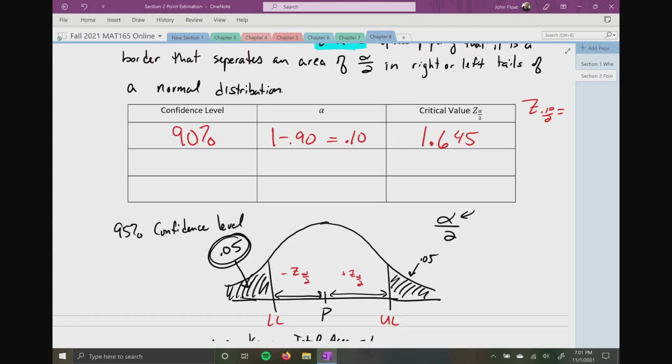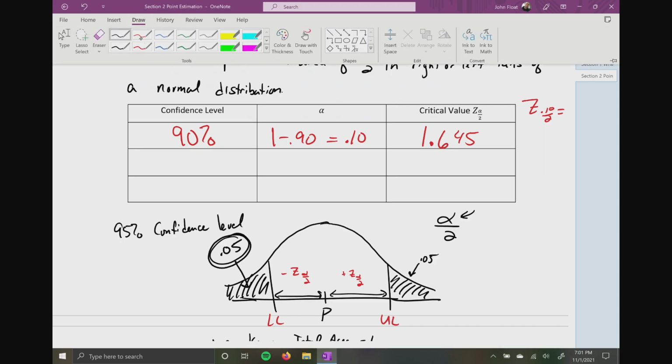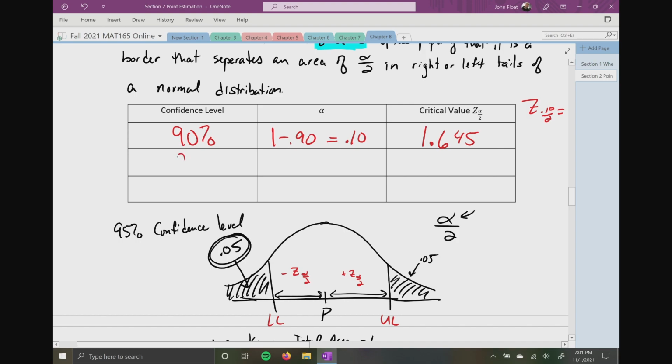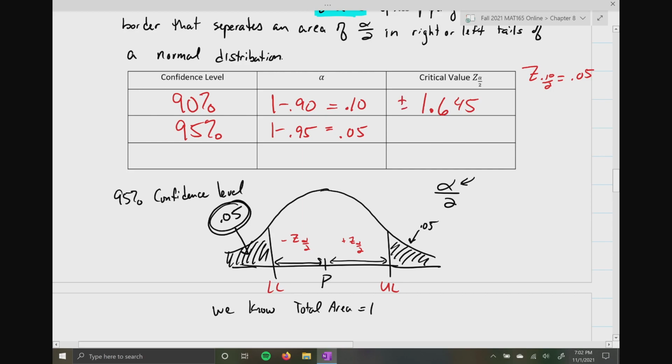So that is exactly what I'm going to put in my table here. 95%. It's going to be 1 minus 0.95, which equals 0.05. Our z alpha over 2 number is going to be plus or minus 1.96. And then 99%, well, that's going to be 1 minus 0.99, which is 0.01. And when you look that up, that's going to be plus or minus 2.575.